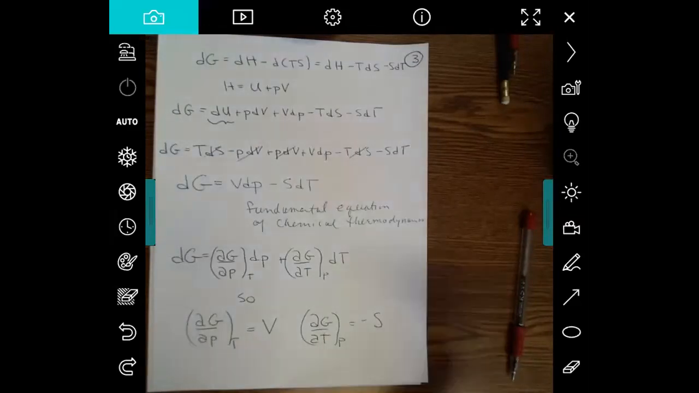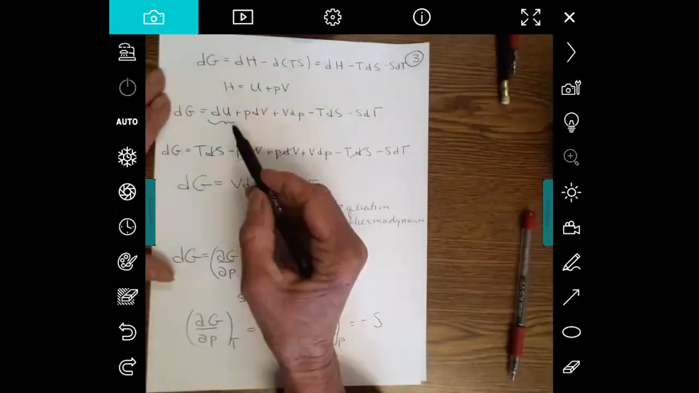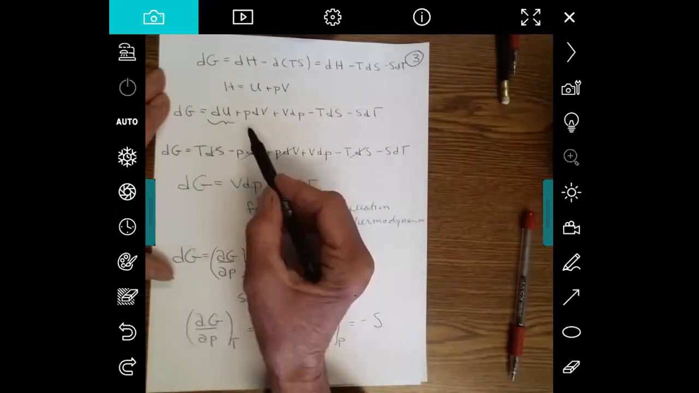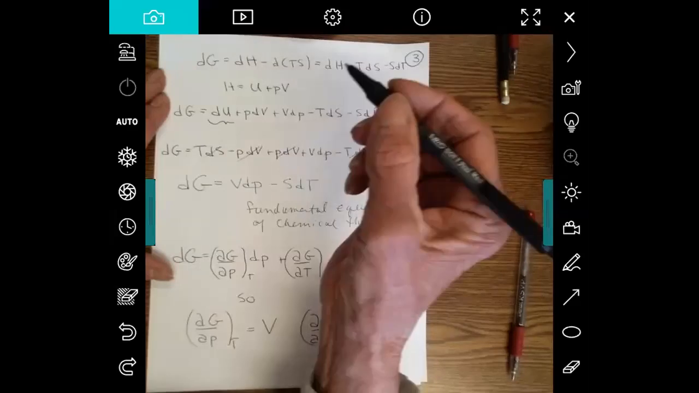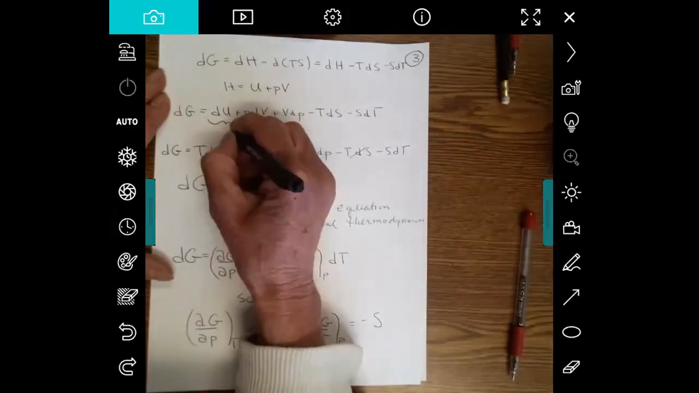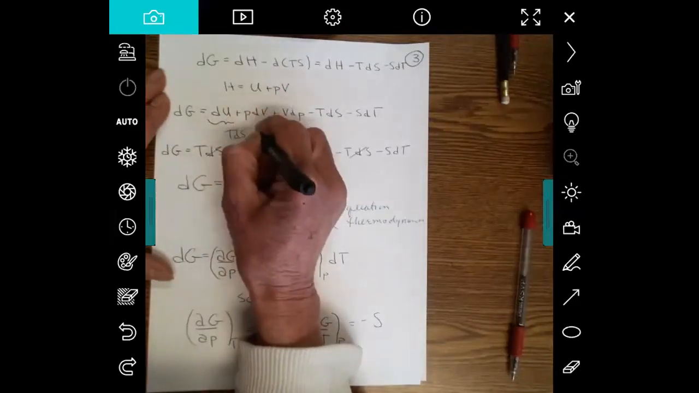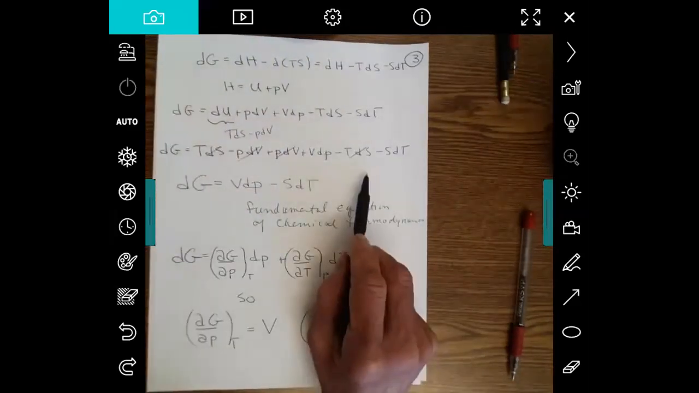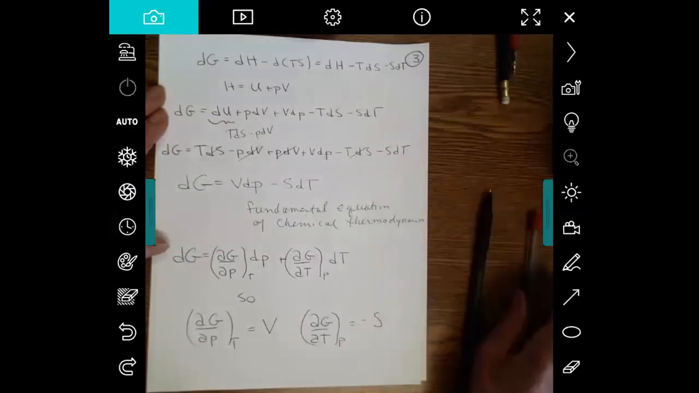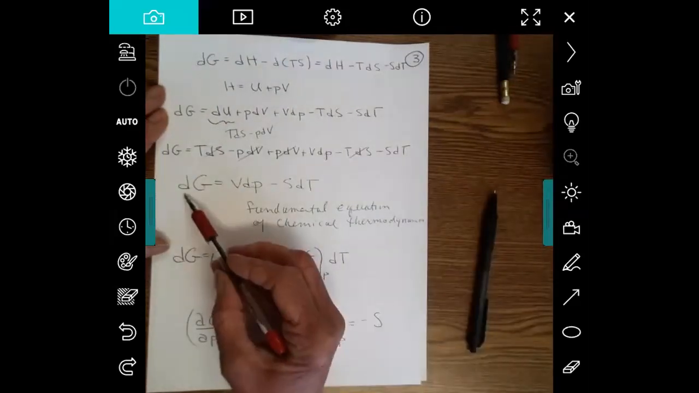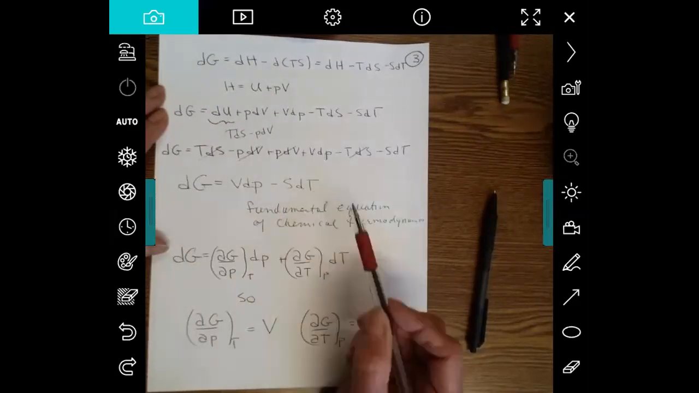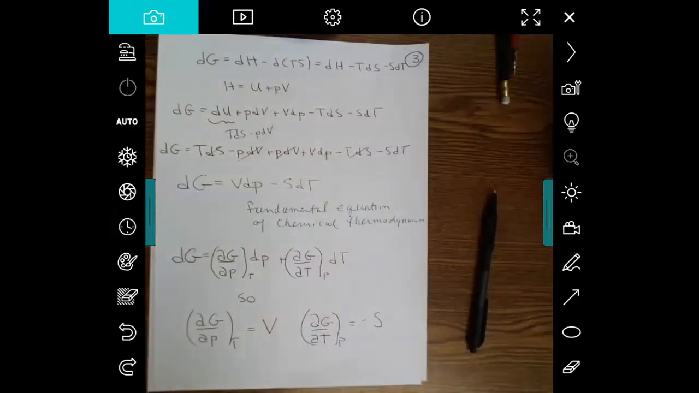dG then, if we put all of that in, then we put in for dU. dU is TdS minus PdV. So if we put all of that in and cancel everything that cancels, we end up knowing that Gibbs free energy changes as a function of pressure and temperature. And this is called the fundamental equation of chemical thermodynamics.